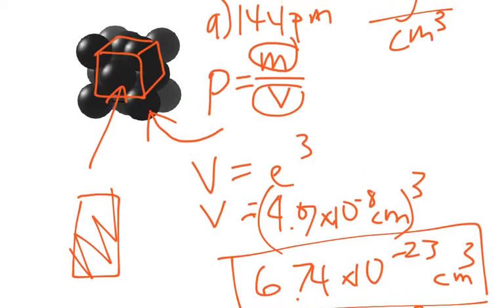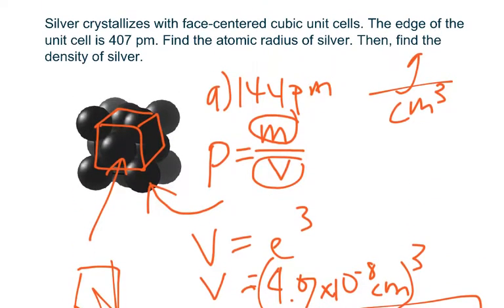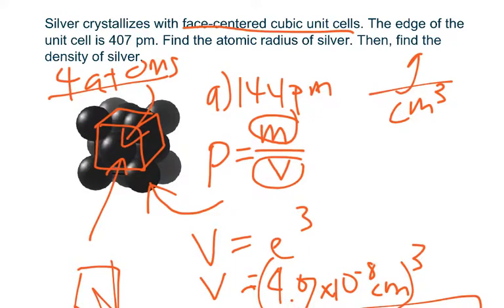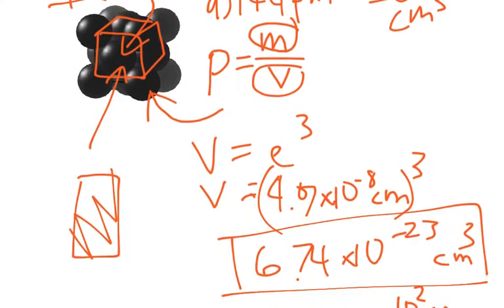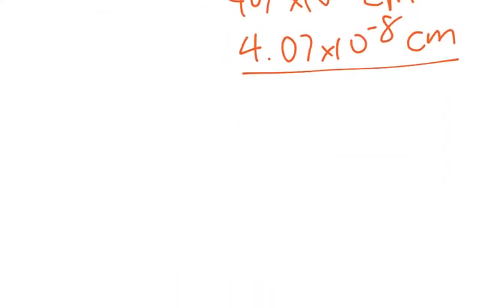How do we find the mass? Well, we have to know something. We have to know how many atoms are in this unit cell. And if you remember, for face-centered cubic unit cells, there are going to be 4 atoms. So let's use that to our advantage. There are 4 atoms in that unit cell. So we have to find the mass of those 4 atoms. How is that even possible? How can we find the mass of 4 atoms?